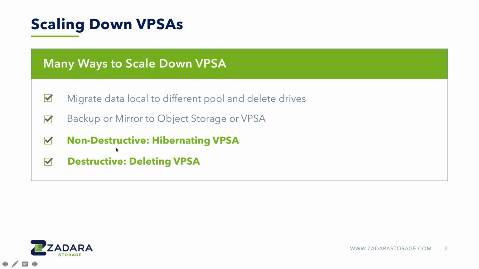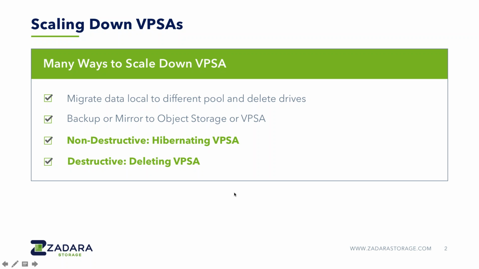There's a non-destructive way, hibernating the VPSA. Basically, all your drives are going to be there, but your controllers are going to be shut down, so you won't have access to your VPSAs. When you restore it, you'll spin up new controllers. The proper way to do it is to make sure you have your passwords in hand, because we're going to ask for passwords to access your data if you have any encrypted volumes or shares. And then the destructive way is deleting the VPSA altogether.